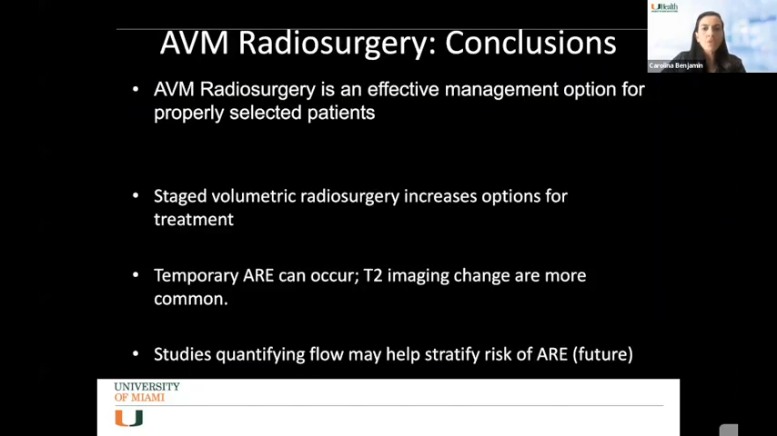So just in conclusion, AVM radiosurgery is an effective management option for properly selected patients. Staged volumetric radiosurgery increases options for treatments. Temporary adverse radiation effects can occur. T2 or FLAIR imaging changes are more common. They sometimes can correlate with neurologic deficit and don't always. Studies quantifying the flow may help stratify risk for adverse radiation effects. And I think that's sort of where our future studies are going to go.